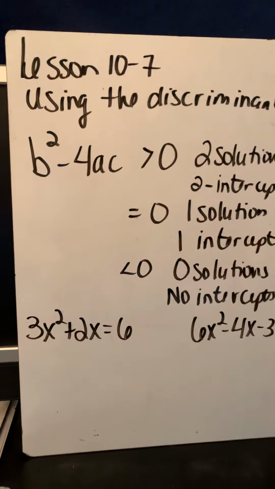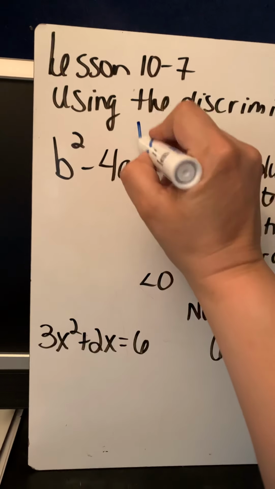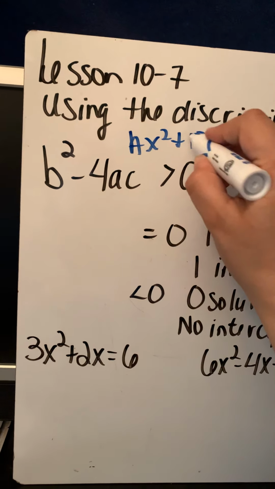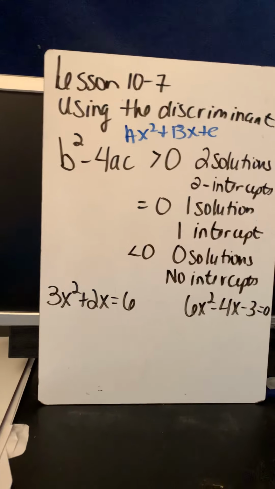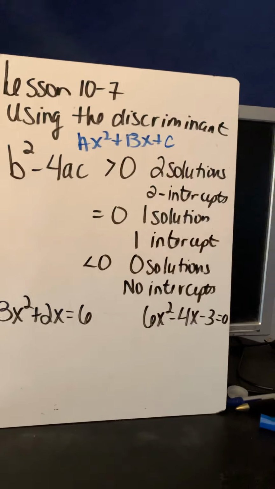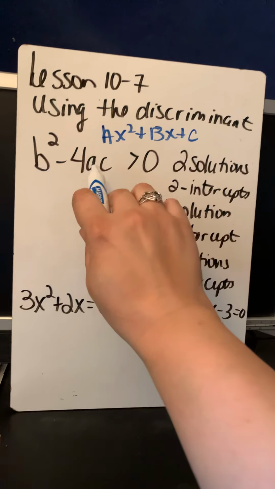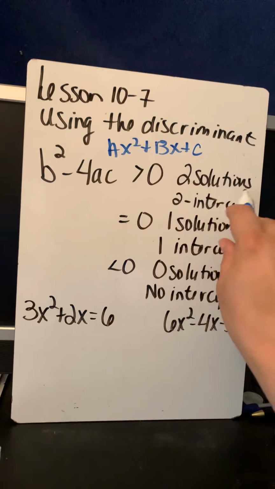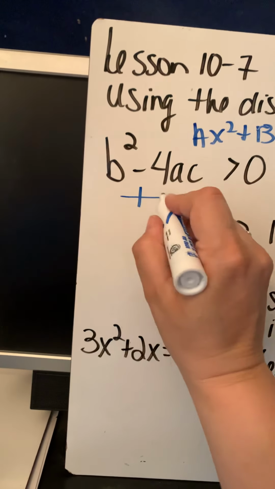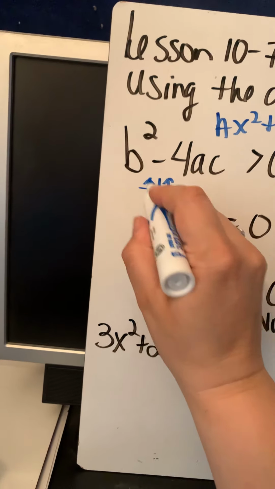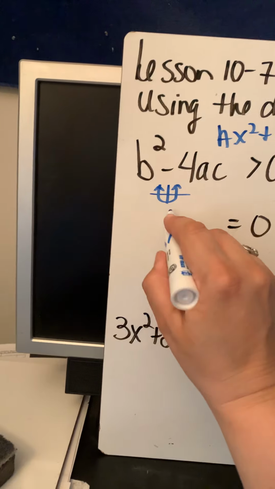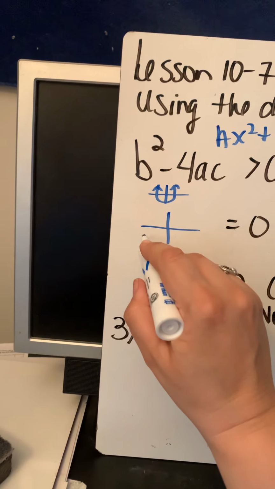And again, remember how quadratics are written: ax squared plus bx plus c. Okay, just so we keep that in mind. So when you solve this out, if it is greater than 0, you have two solutions or two intercepts. What that means is that your parabola is crossing the x-axis. That's what that means.